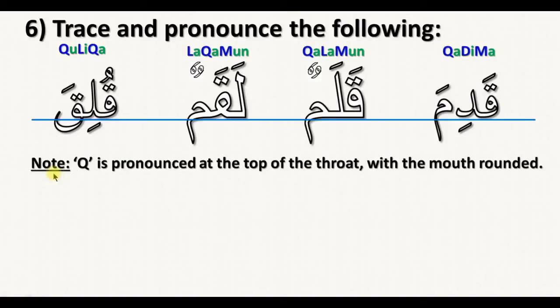Here you have a note. Q is pronounced at the top of the throat with the mouth rounded. Here you have QA ko. You can't say QA ke. So the whole thing should be kodima and not kedima. Here it should be kolamun and not kelemun. That is, you can't pronounce the letter Q from the front of your mouth. It must come from the top of the throat with the mouth rounded.